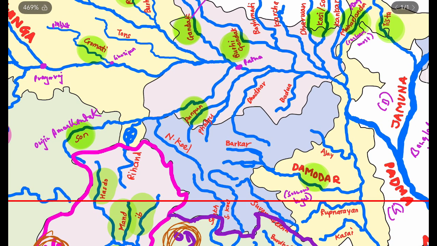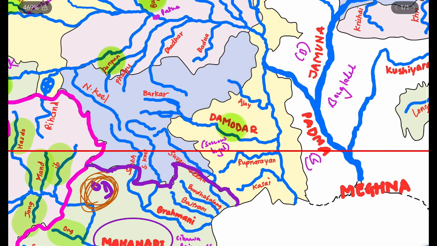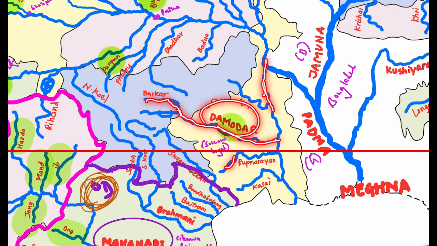Now Son River. Son River originates from Amarkantak in MP. It goes and meets Ganga here. Then Punpun River goes and meets Falgu River. Then Dhandhar, then Badua. Then all these meet, and then Damodar, Barakar. Barakar is also a tributary of Ganga. Damodar, Roop Narayan, Kasai, all this goes and meets in here and drains. Here it goes. We'll see later.